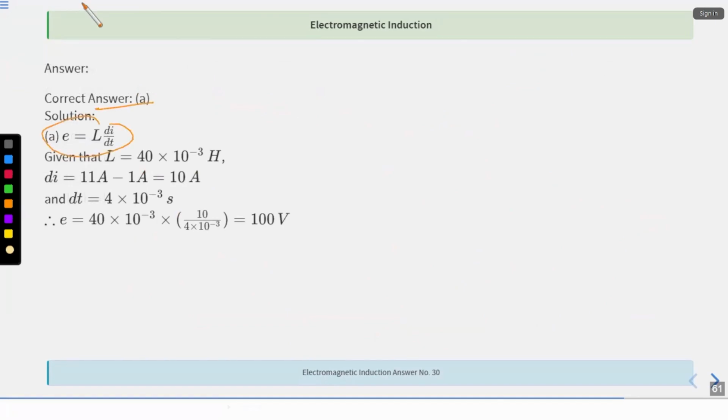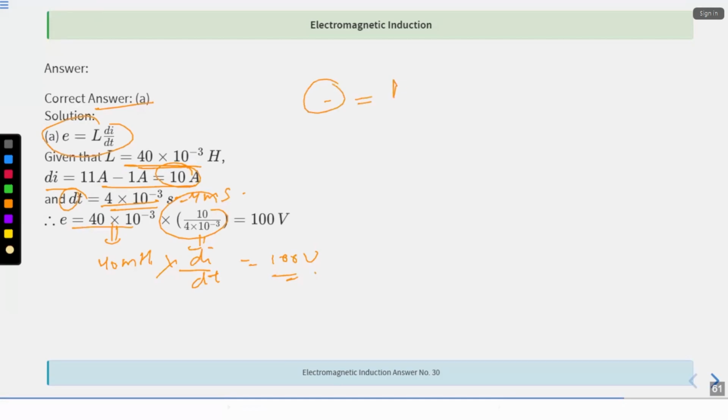Similarly, E is L dI by dt. L is 40 millihenries, dI is 10 amperes, dt is 4 milliseconds. E is just L dI by dt. Solving this, multiplying this, you will get 100 volts as the final answer. Please don't confuse the negative sign, since we are talking only about magnitude. So we are neglecting the negative sign. So don't get confused with this negative terminology and all this kind of stuff.